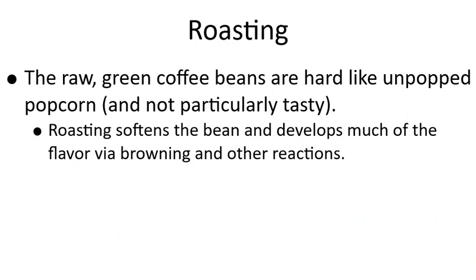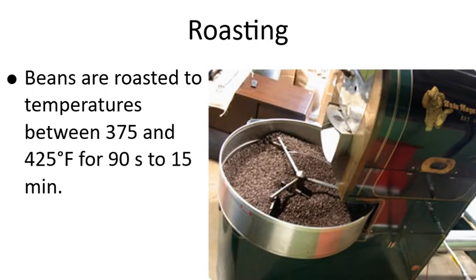Let's now turn to the roasting process. The raw, green coffee beans are hard, similar to unpopped popcorn. And just like unpopped popcorn, that tough outer coating isn't particularly tasty. When we roast the beans, they soften and develop much of the flavor via Maillard reactions, that is, browning reactions, as well as a variety of other chemical reactions. To roast the beans, we heat them to between 370 and 425 degrees Fahrenheit for between 90 seconds and 15 minutes, depending upon the sort of flavor we want in the eventual brew.